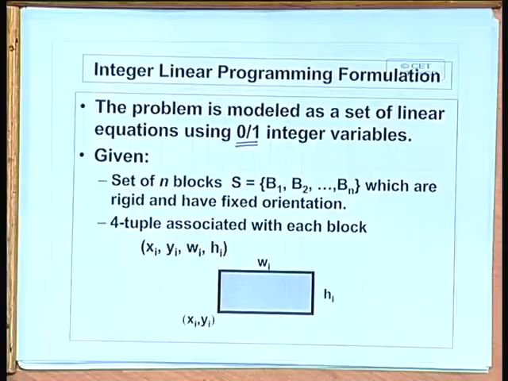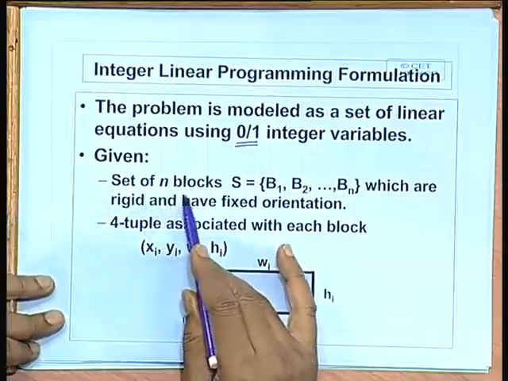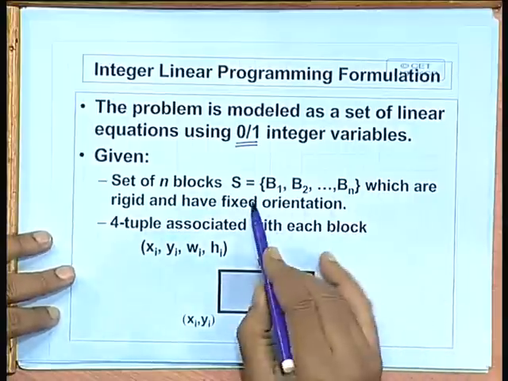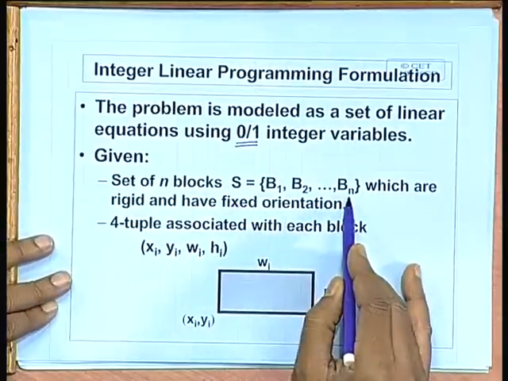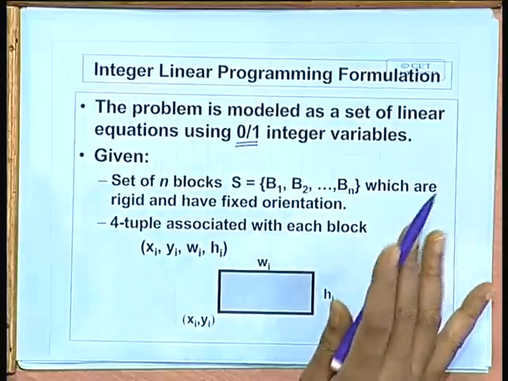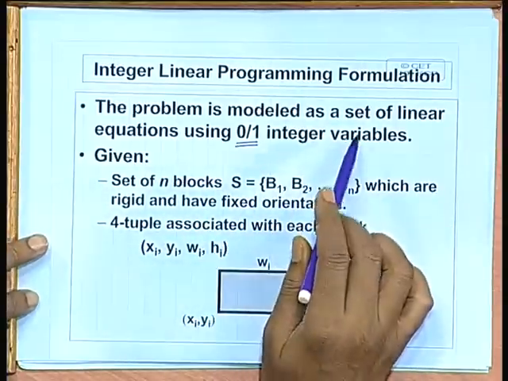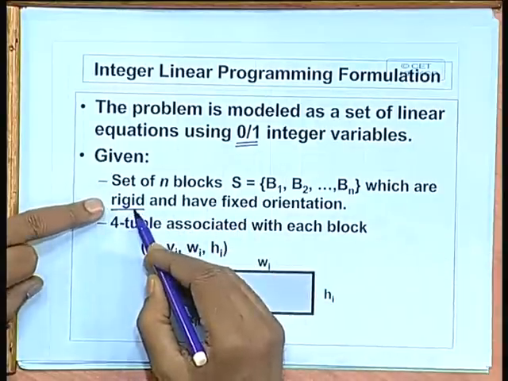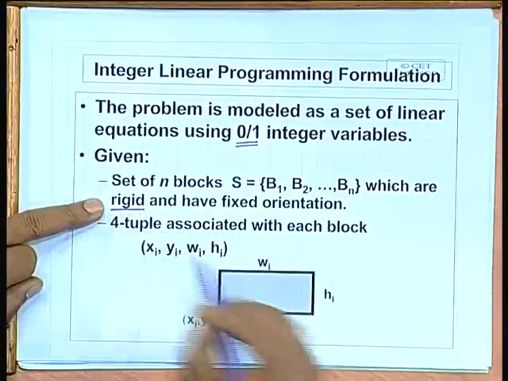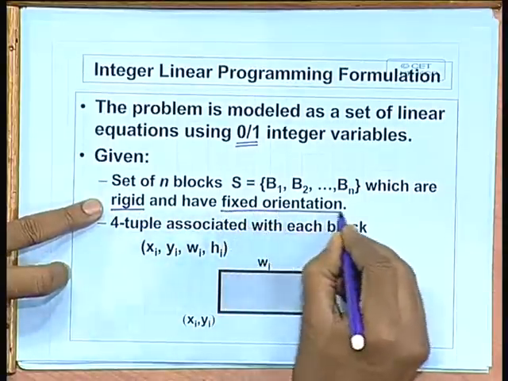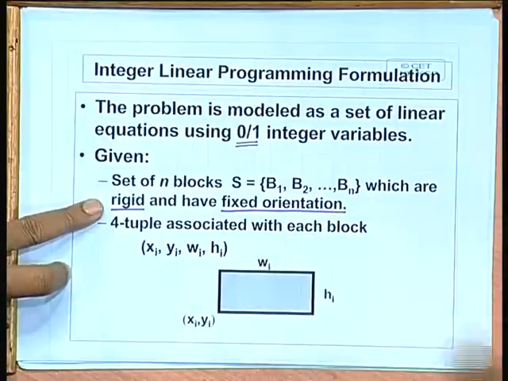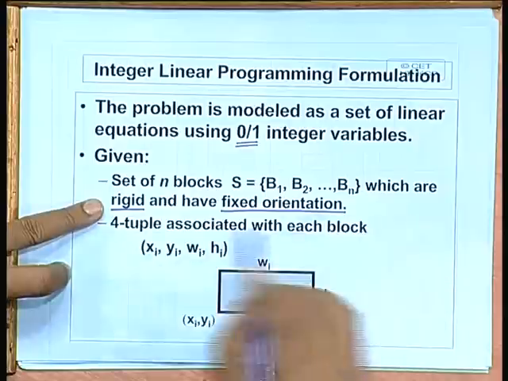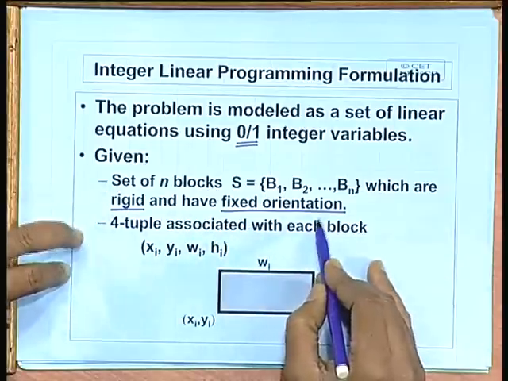As the input we have description of a set of n blocks which we need to place on the floor plan, on the floor. These blocks we call B1, B2 to Bn. In order to illustrate the formulation we will be showing, we are assuming that these blocks are rigid. Of course, there exist formulations where the blocks can also be flexible, but here we are assuming the blocks are rigid and also have fixed orientation. That means we cannot rotate the block. Again, in some other formulations the rotation is also allowed, but here we assume that the blocks are rigid and you cannot rotate the blocks.